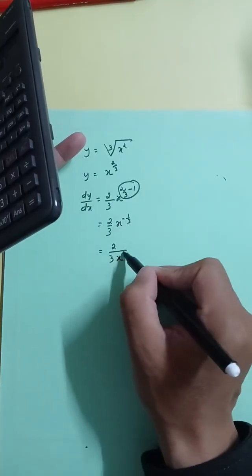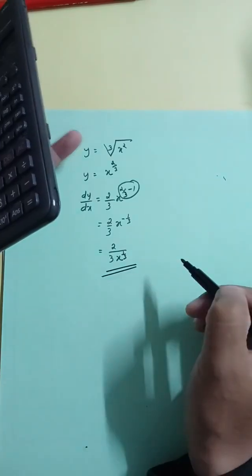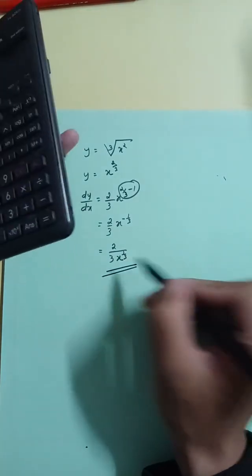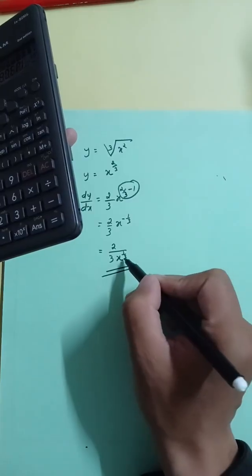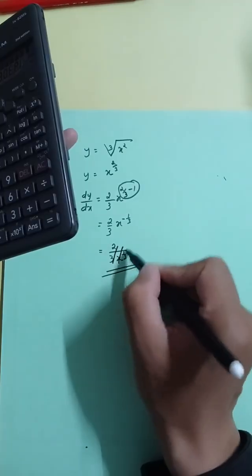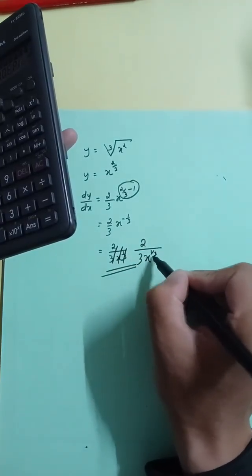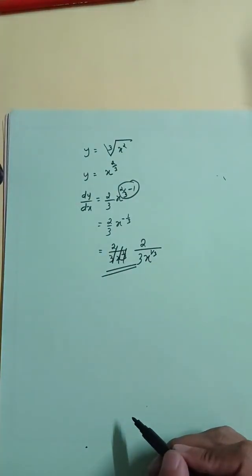That is negative 2, that to the positive 1 over 3. So the answer is 2 over 3 x raised to 1 over 3.